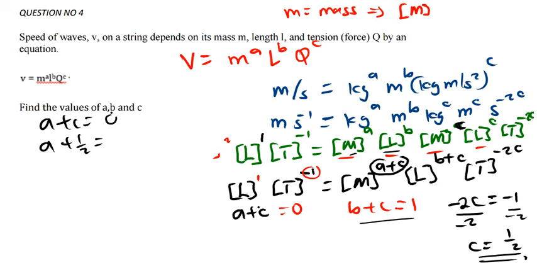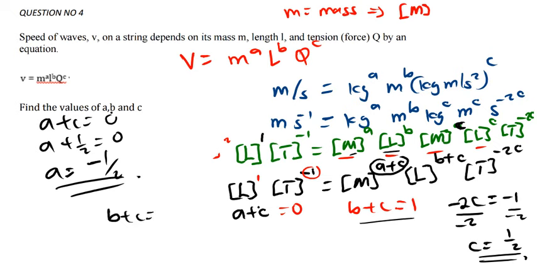So this will be equal to 0. I shift this to the other side. A will be equal to negative half. After finding negative half, what else? We have remained with b plus c.